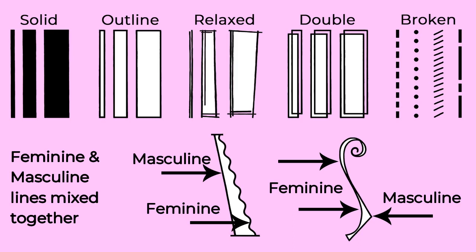Another fun thing to do when you're making a line is mixing masculine and feminine together in the one line. Say, for example, on the left side you have a straight line that's at a little bit of a diagonal, and on the right side of your line it's wavy. That adds quite a bit of fun, interest, really whimsical, I think.